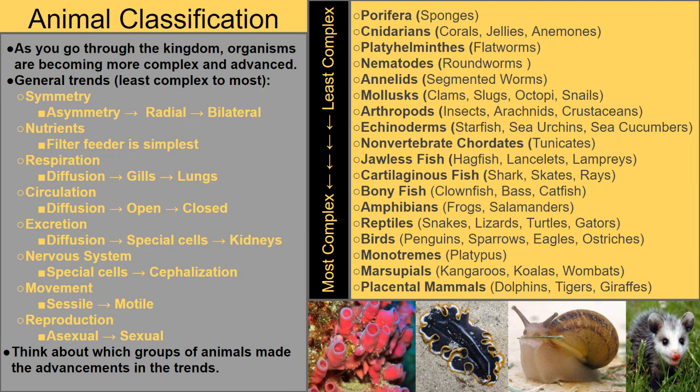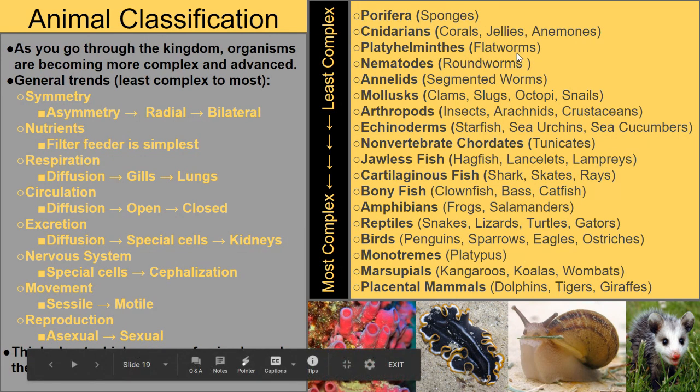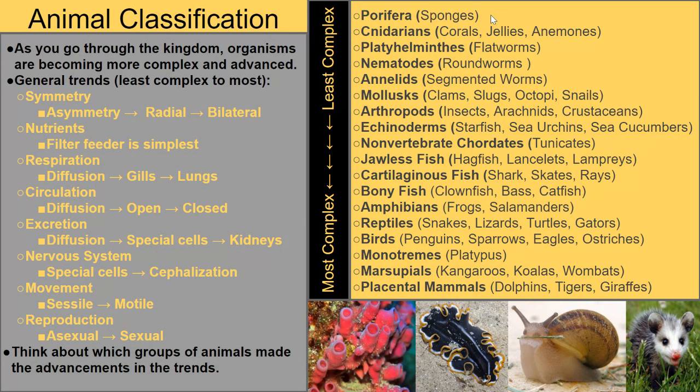So as you think about these general trends and ideas with animal classification, like symmetry, nutrients, respiration, circulation, excretion, nervous system, movement, and reproduction, think about which animals make advancements in those trends. And as you see here, this lists a whole bunch of different types of animals, but it goes from the least complex all the way to the most complex. Our least complex organisms in the animal kingdom are sponges or porifera. Then we have cnidarians. Then platyhelminthes are flatworms. Nematodes are roundworms. Annelids are segmented worms like earthworms. Mollusks are going to be things like clams, slugs, octopus, snails.